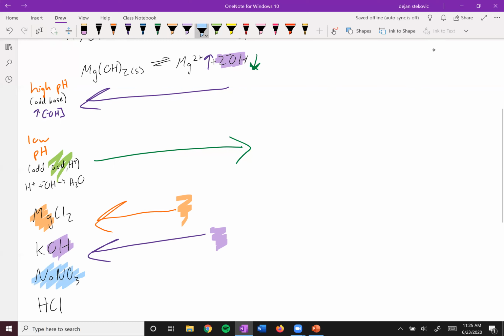This sodium nitrate, we don't see sodium anywhere, we don't see nitrate anywhere. We know that both sodium and nitrate are neither acidic nor basic, so they won't affect the pH, and so this one will have no effect. And then finally, if we add some HCl, the HCl is going to react with the hydroxide, lower the concentration of the hydroxide, and thus shift the reaction towards the right. Same thing as when we increased acid because it's basically the same thing.